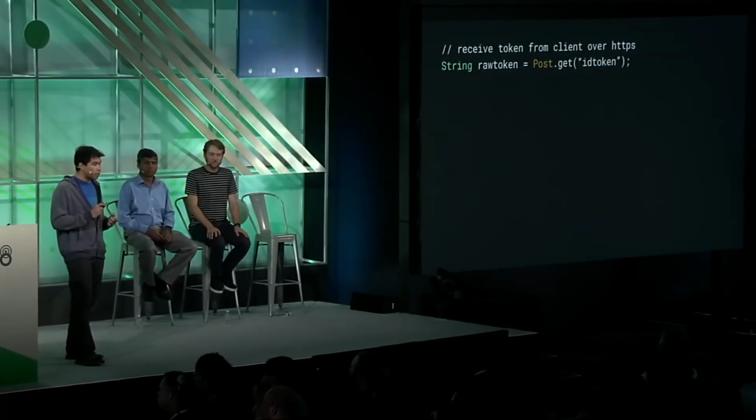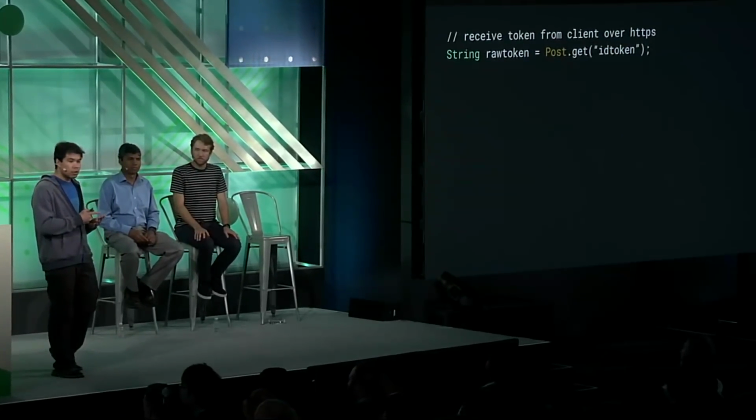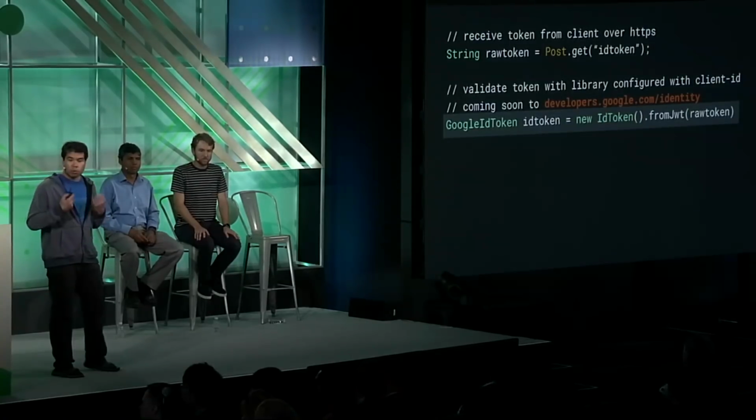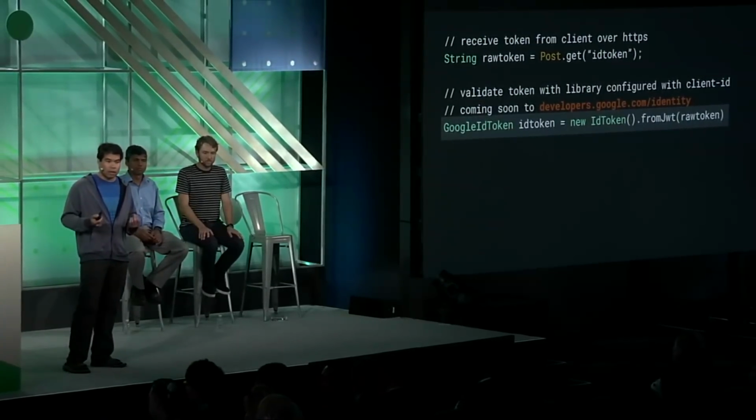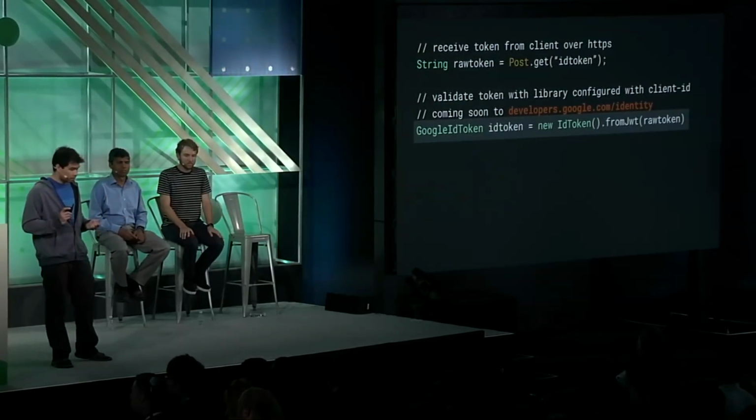So the first thing we need to do is send the token up to the server. The important thing to call out here is to make sure to do this over a secure channel. This is a user's credential that will give them access to their data, so you need to use HTTPS. Once it's on the server, as I described, we'd really strongly recommend using a library to validate this token. It is a standard JSON web token, so you could use any library that allows you to validate such tokens. But we'd recommend that you use an identity-specific one that checks the identity-specific claims. We'll have some libraries from Google specifically designed for these Google tokens coming soon on developers.google.com/identity.